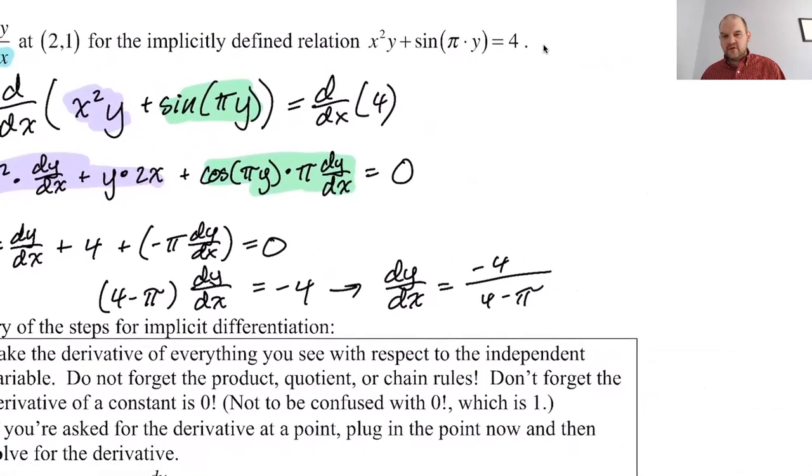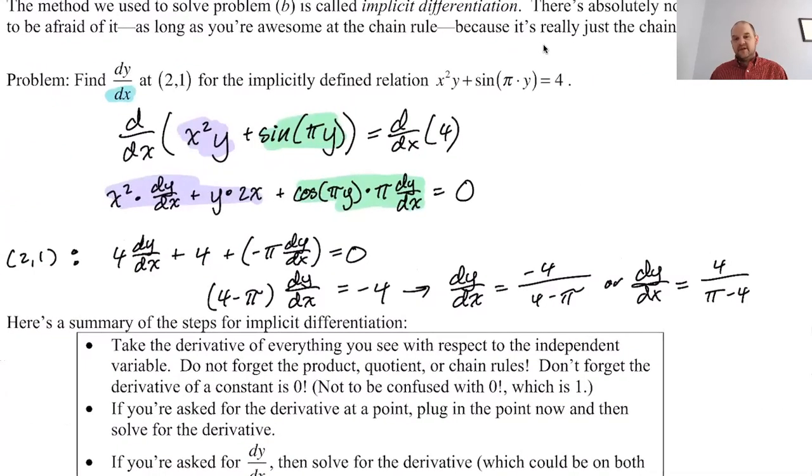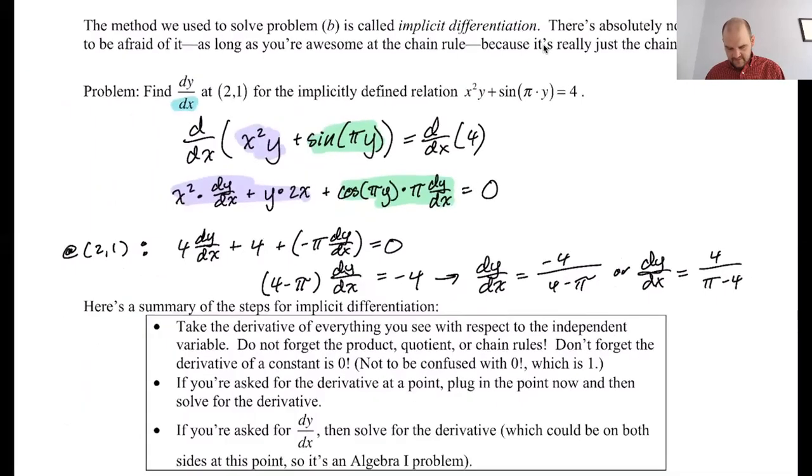There's no reason to go further than that, but you might see, because this happens a lot with implicit, which is why I'm doing it. Otherwise, there's no reason to do this. Take the negative from the numerator and distribute it to the denominator, and you get 4 over pi minus 4. They're equivalent, it doesn't really matter. But either of those is a fine representation of the derivative.